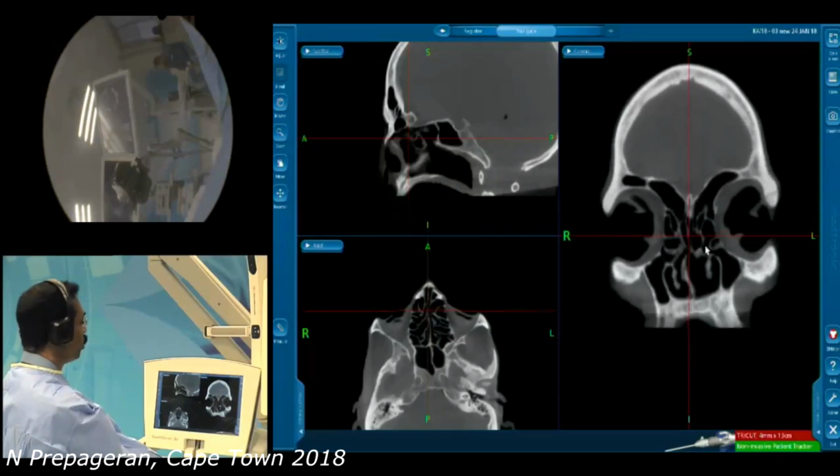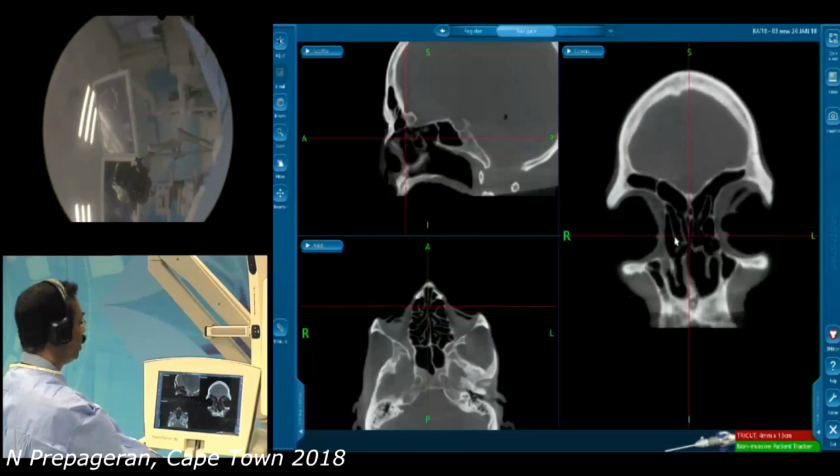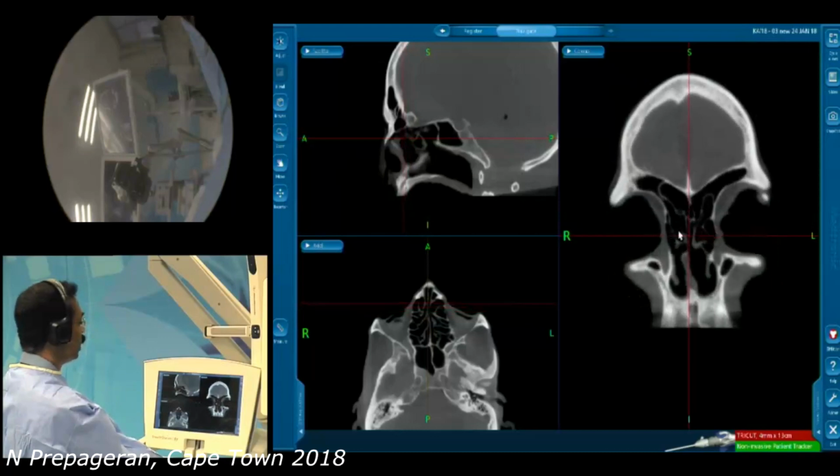And then also when you go backwards, you can see quite a few abnormal cells. That's on the left side. And if you go on the right side, that is the uncinate process, and you can see we have a large bulla on the right side as well. And this is the agger nasi on the right side.